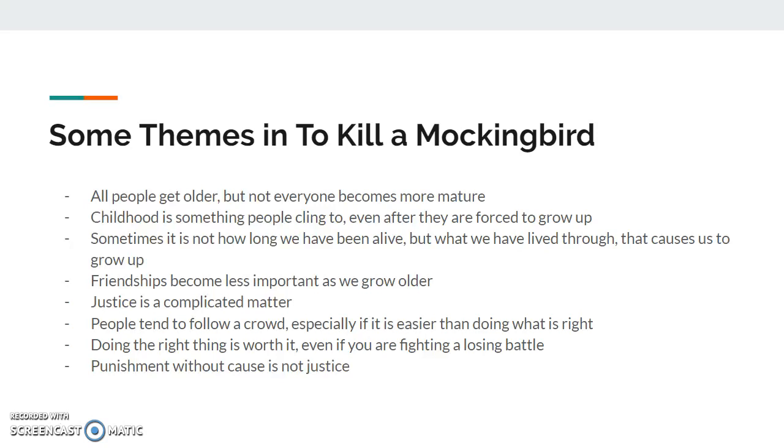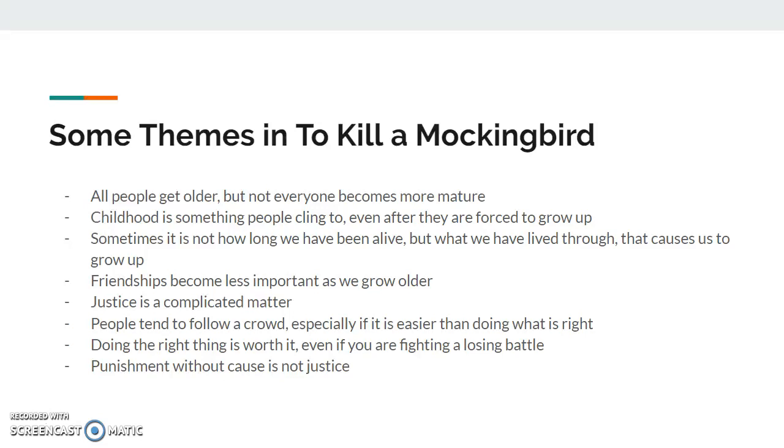We also learn that sometimes it's not how long we've been alive, but it's what we've lived through that causes us to grow up. Jem and Scout have become very mature over the past couple chapters just because of what they've had to go through. We see that friendship becomes less important as we grow older. Atticus, Miss Maudie, they have neighbors, they have acquaintances, but Atticus doesn't have a confidant like Scout has Jem or like Scout has Dill. Those friendships have become less important. They are more independent as people.